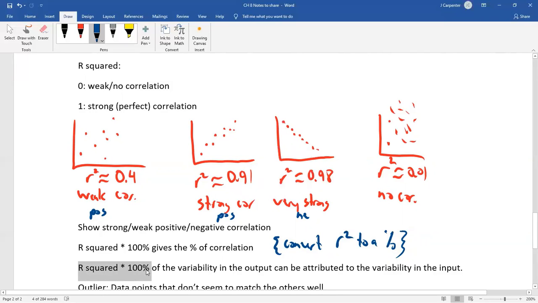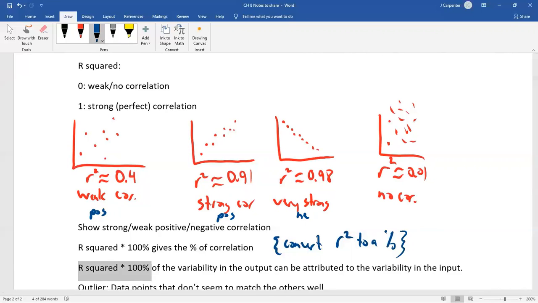So in this graph, 98% of the variability in the output can be attributed to the variability of the input. Variability means changing. So 98% of the change in the output can be attributed to the change in the input. I'm not saying it's caused by. I'm just saying there's a link between them. There's a correlation between them. The changing output is linked to the changing input at a 98% effective rate, basically.